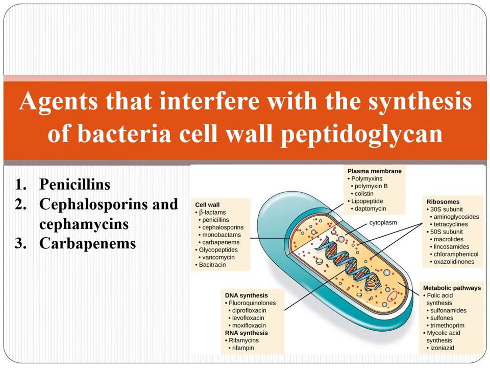Now we'll talk about the agents that interfere with the synthesis of bacterial cell wall peptidoglycan. We have penicillins, cephalosporins, cephamycins, and the carbapenems. All of these agents tend to inhibit the bacterial wall synthesis, through inhibition of an enzyme involved in the cross links between peptide links, and these agents by default will be bactericidal because they inhibit bacterial cell wall synthesis.